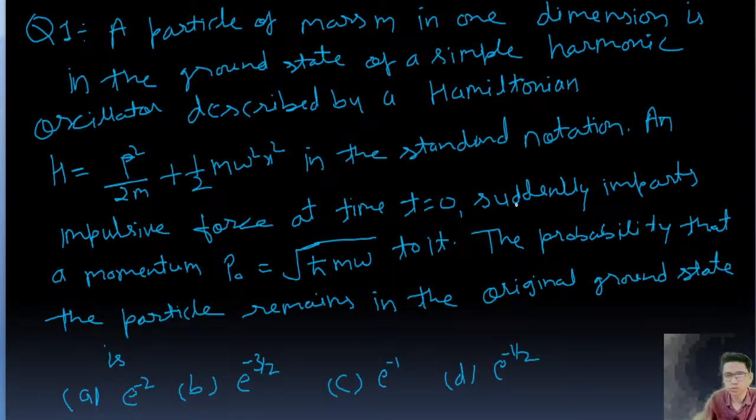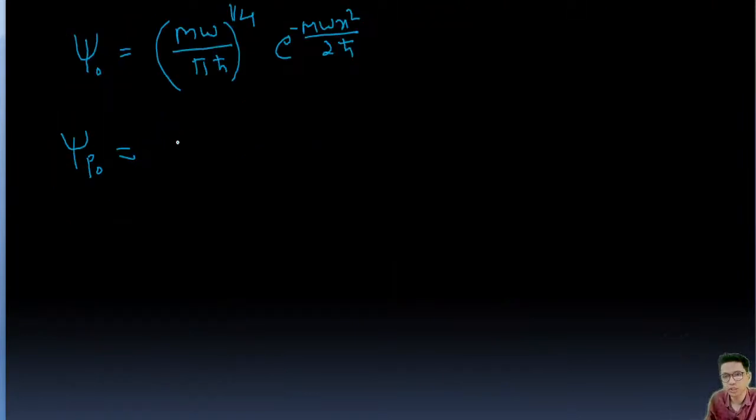So the new state of the particle is going to be, this is very simple because the particle gets momentum, so that is going to be e to the power minus iota p naught x upon h cut, then psi naught.